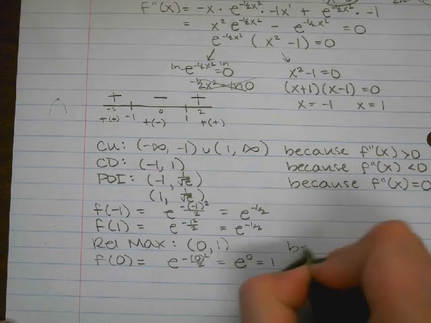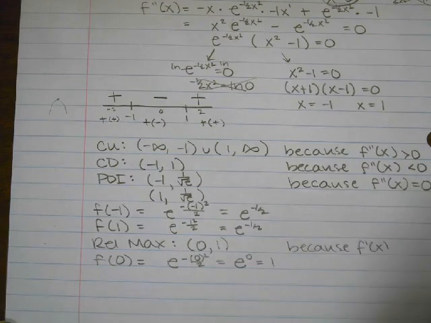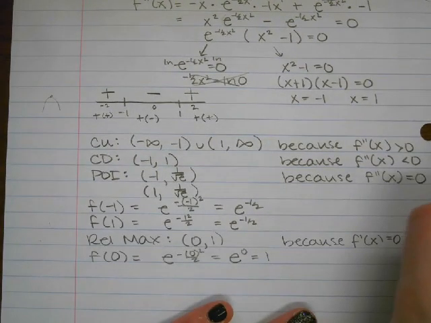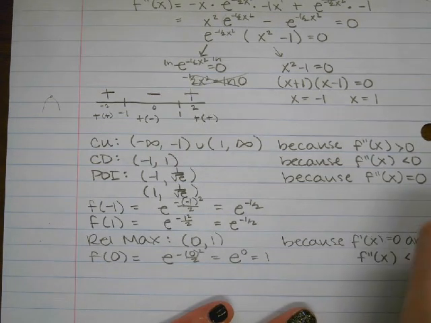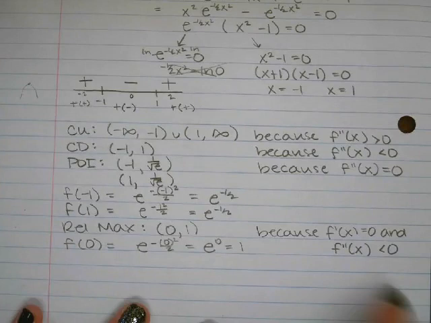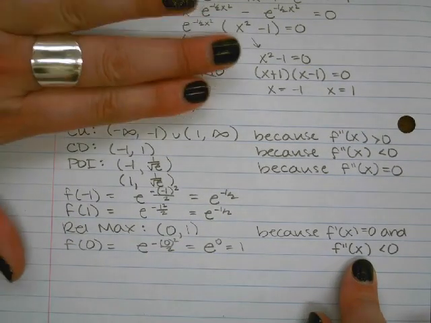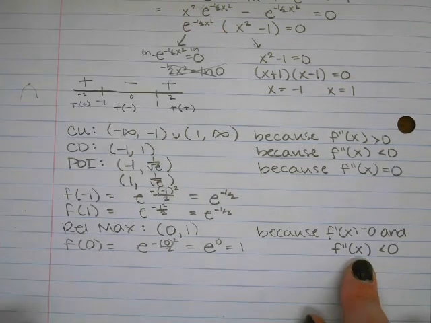The reasoning behind that is because f prime of x equals 0, and f double prime of x is less than 0. So this would be our justification. When we're doing the AP exam, the sign chart, you can use it, but it cannot be your justification. You have to write your justification like this.